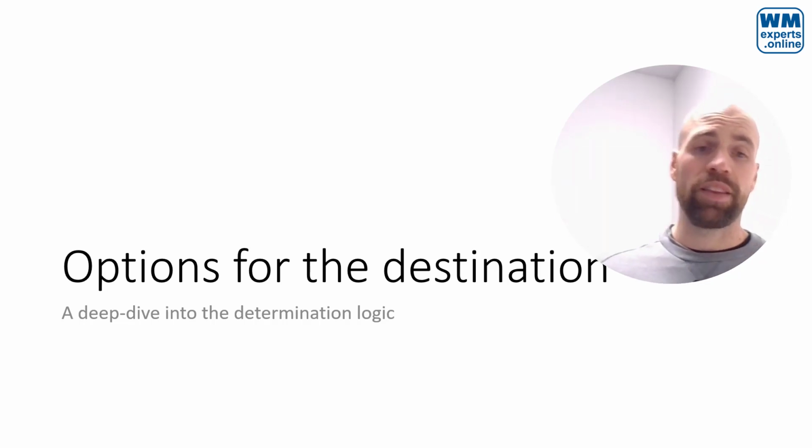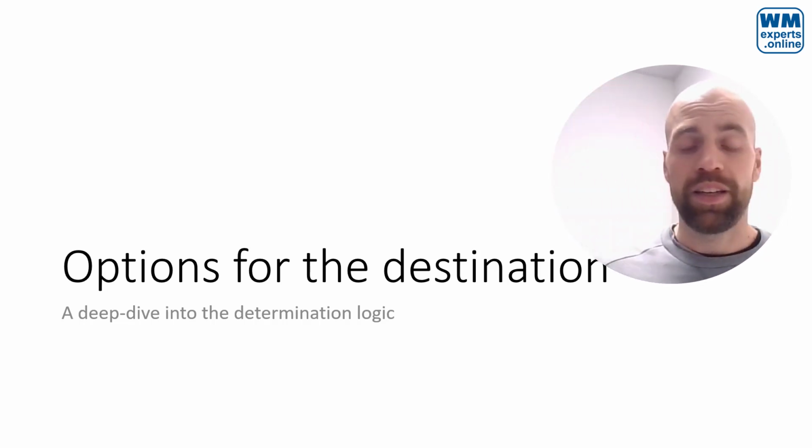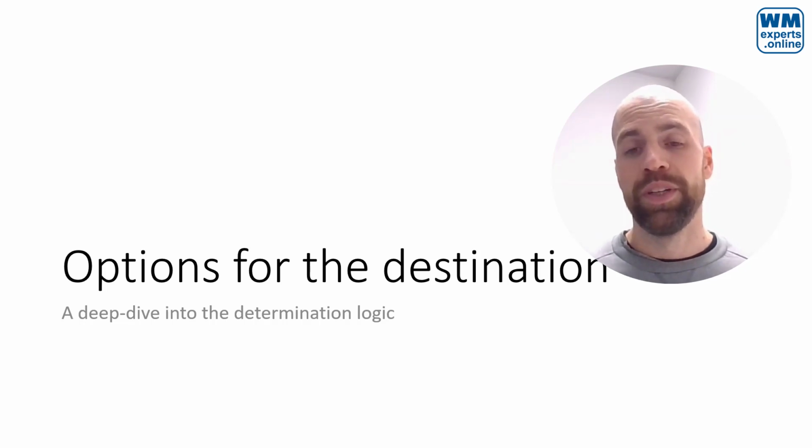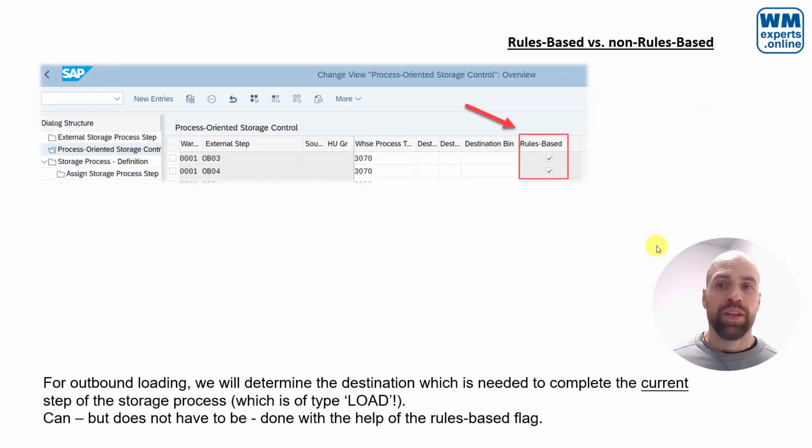So let us look at the options for the destination determination, and let us take a deep dive into the technical part of this. We again start with the process-oriented storage control, because there is a main differentiation here based on the rules-based flag. So in general, we differentiate between a rules-based and a non-rules-based destination determination. As I said before, we need an external step of type load, and this external step is used to determine the destination of this current step.